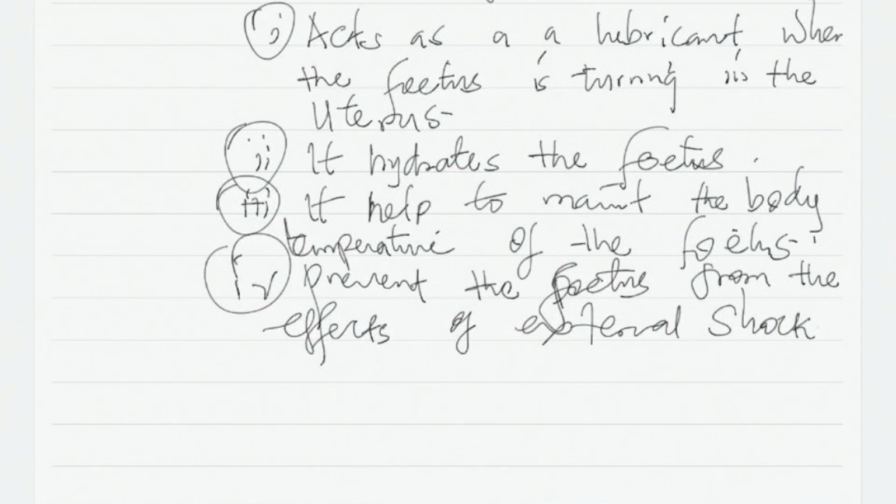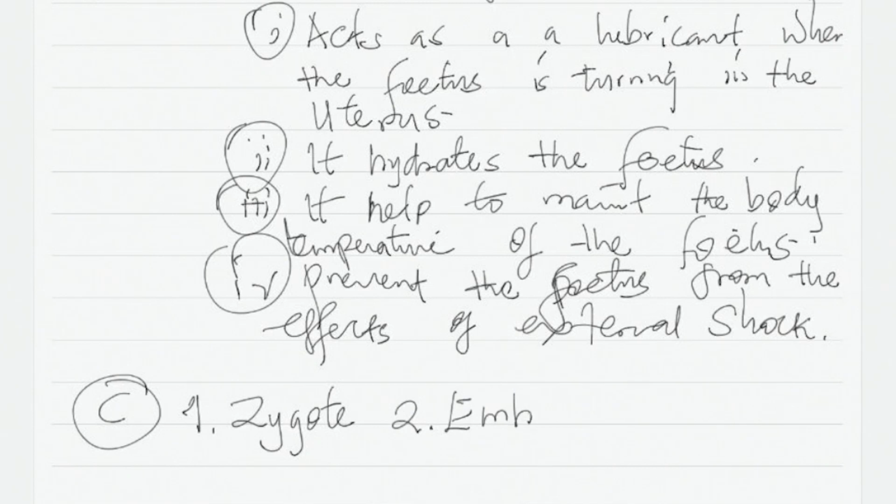Let's move on to question C. Question 1 part C reads, complete the stages of embryo development by filling in the blank spaces 1 and 4. So there are 4 stages of embryo development. Number 1, we have a zygote. Number 2, we have the embryo. Number 3, the fetus. And number 4, we now have the baby.